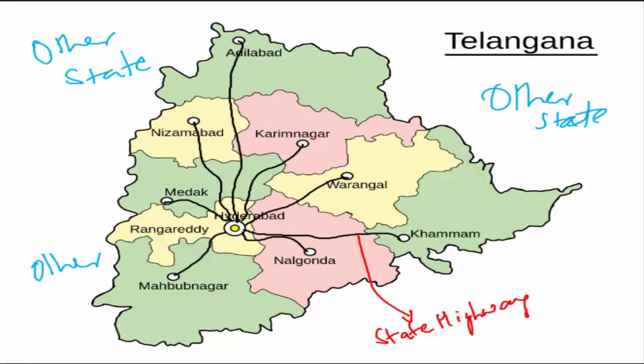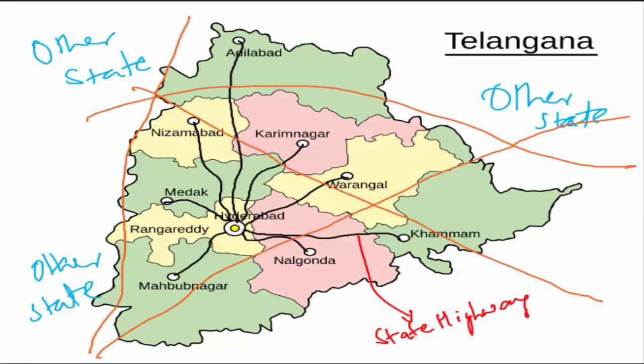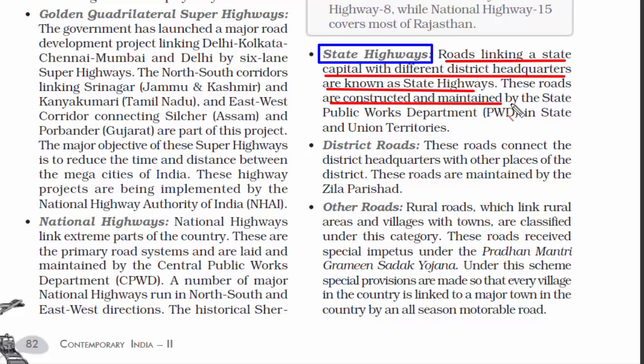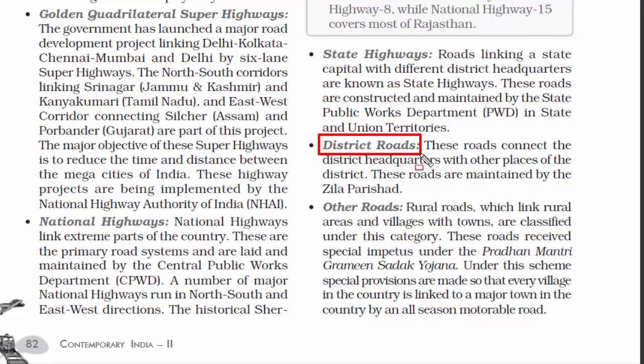And when you go beyond the district, this same road gets connected with the national highway. So just remember this chronological order. Now these roads are constructed and maintained by the State Public Works Department. Just like how the National Highway is maintained by the Central Public Works Department, in this case it's the State Public Works Departments.